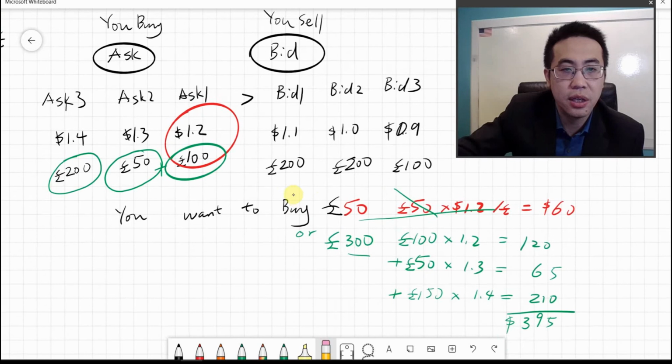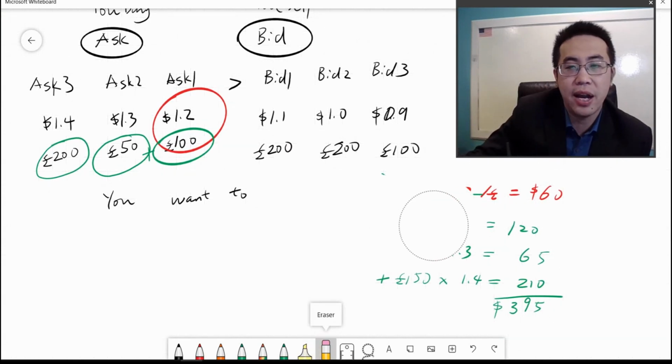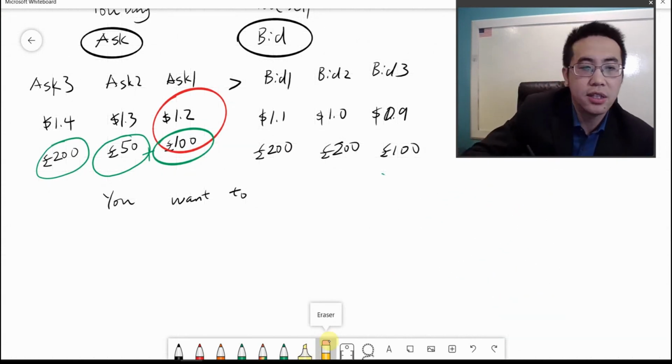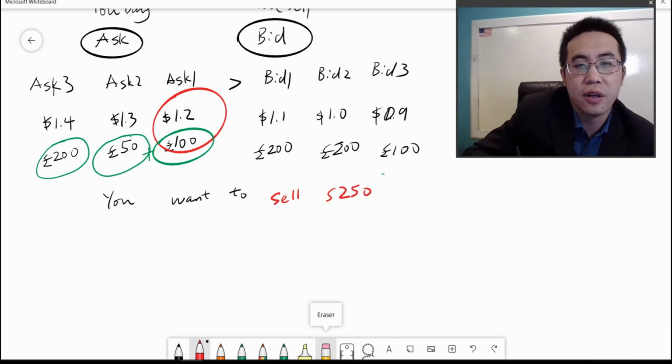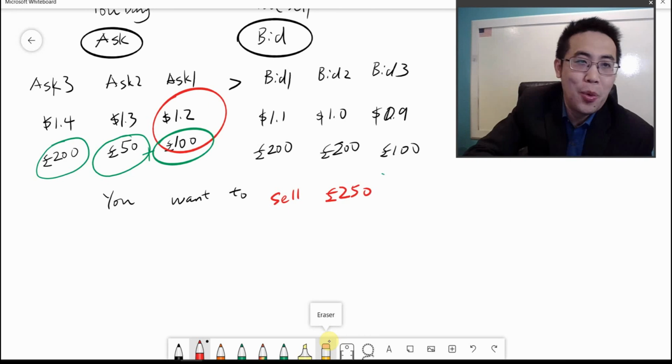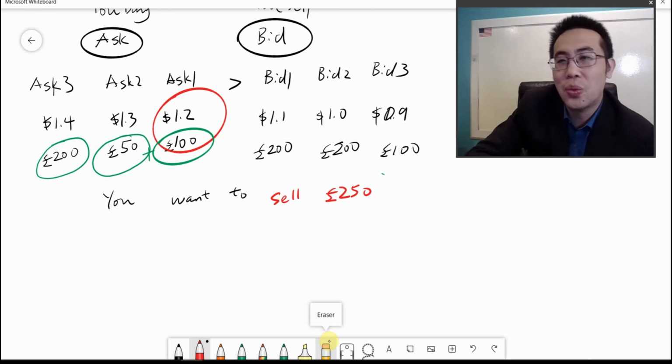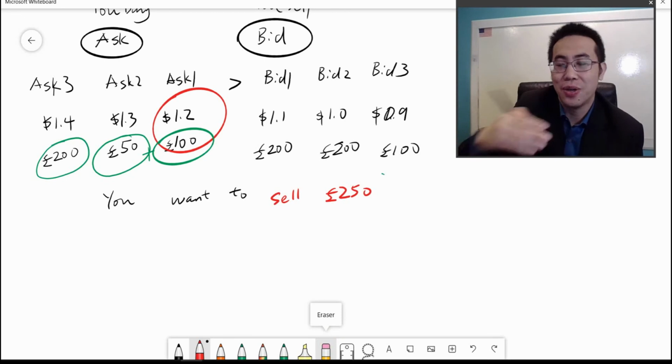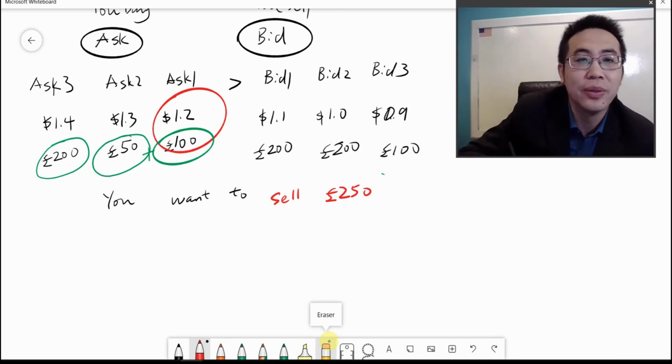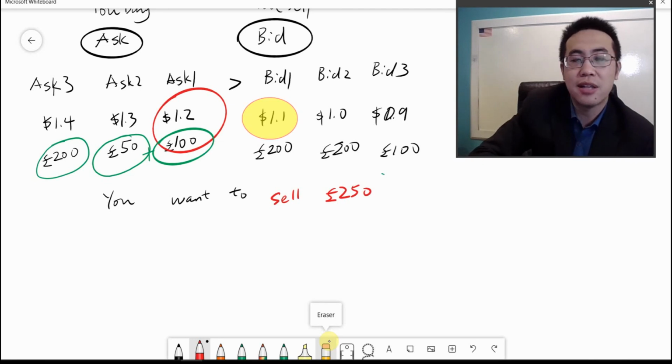Let me erase this. Let's say instead of buying, you are selling. Let's say you want to sell 250 pounds, okay? Definitely when you sell things, they wouldn't let you sell at 1.4, 1.3. If you sell things, you will go with the lower end, because you are always at the bad end of the deal if you're trading with the banks. So if you sell, you will look at the best price first. The best price is this one, because that's the highest bid you can sell at.